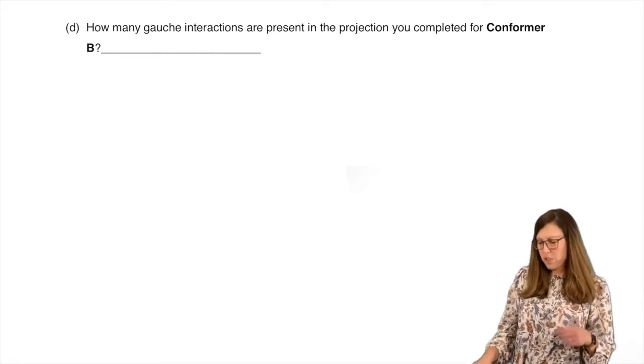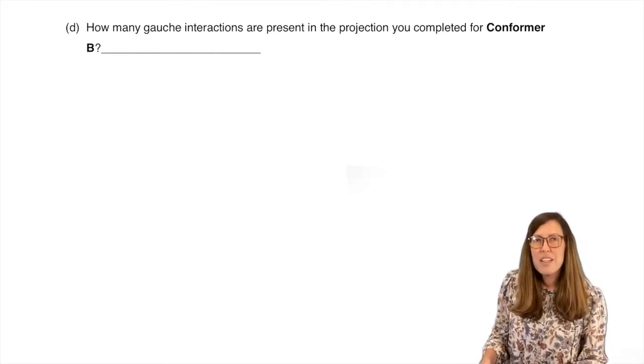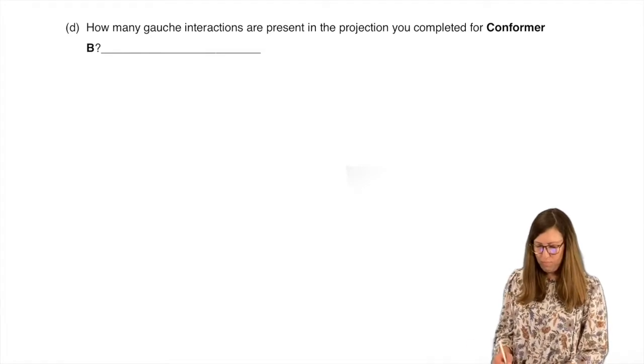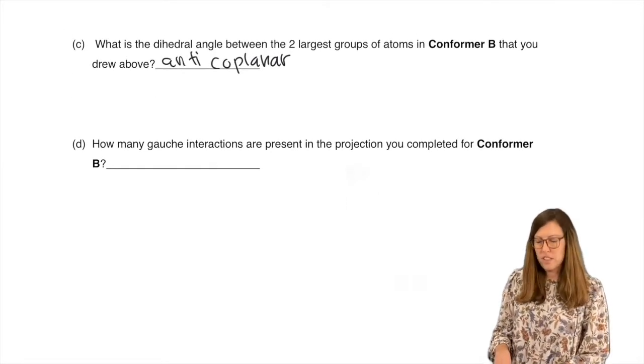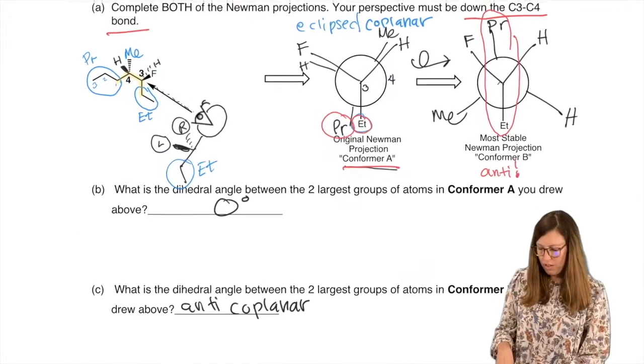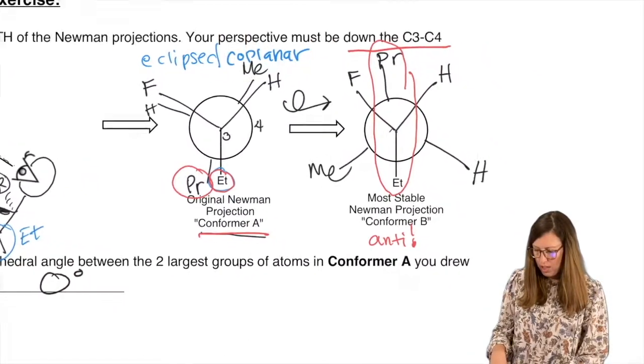How many gauche interactions were present in conformer B? Gauche interactions, that means it must have been staggered. Okay, conformer B is over here.